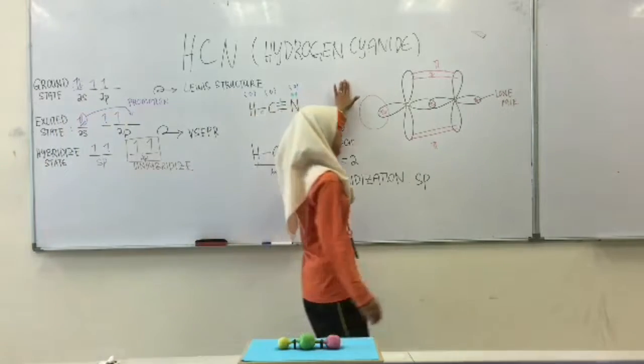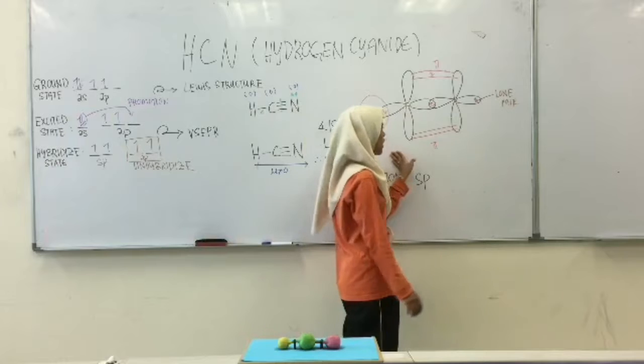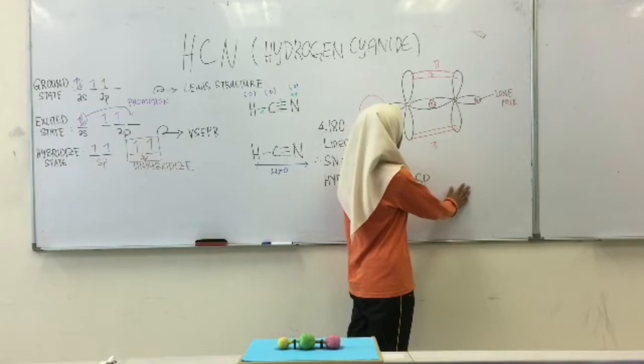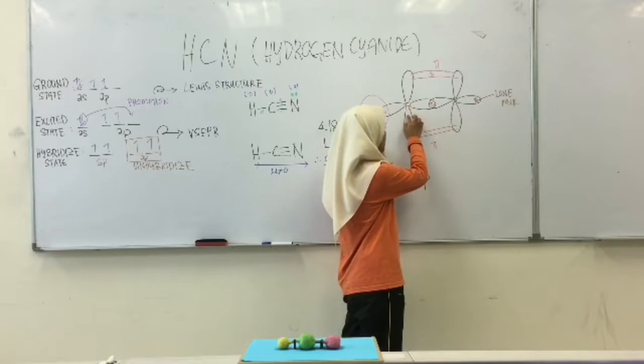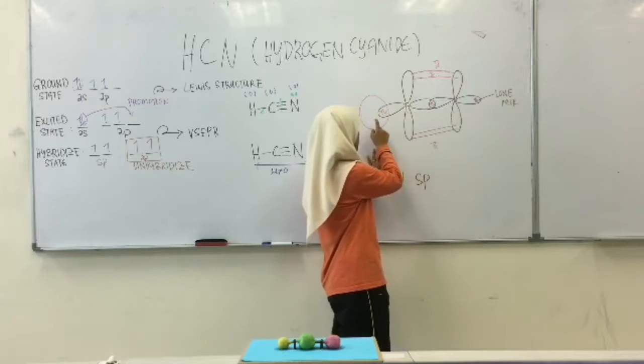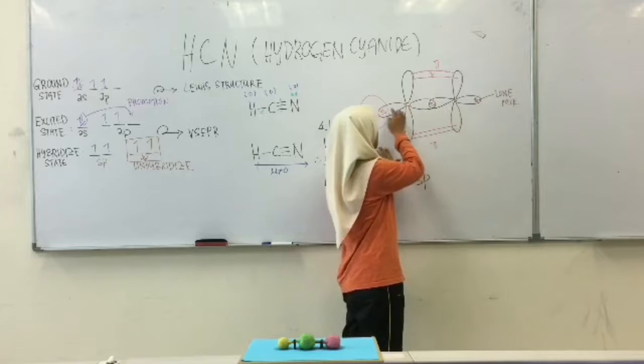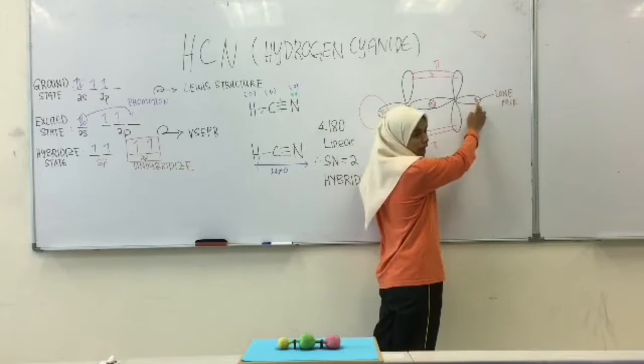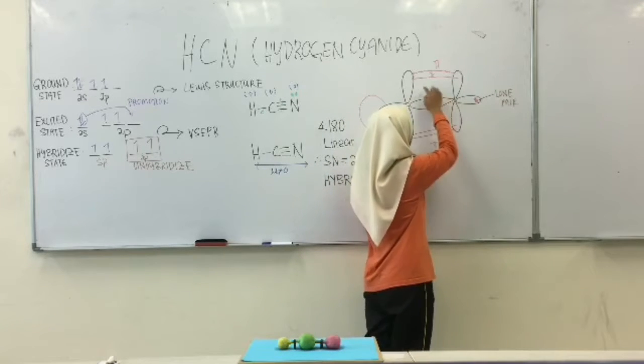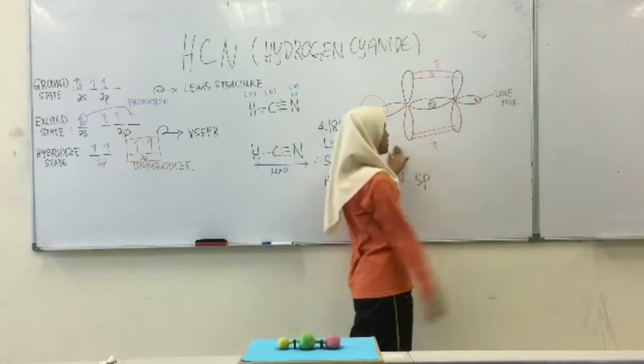And this is the overlapping diagram for HCN. This is C, this is N, and this is H. This is the sigma bond, and this is the lone pair. This is the pi bond, and this is the pi bond.